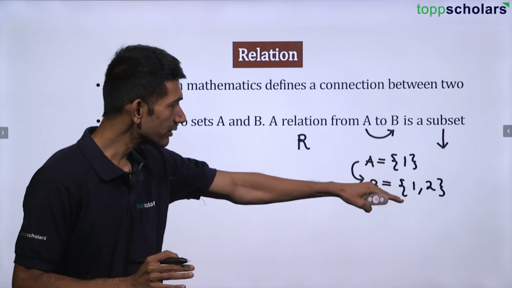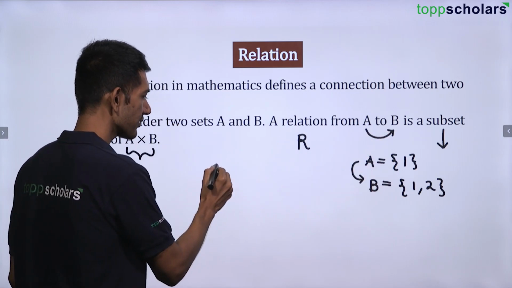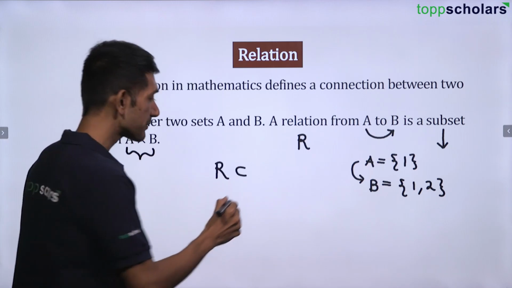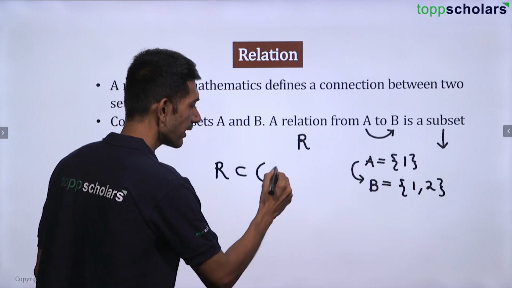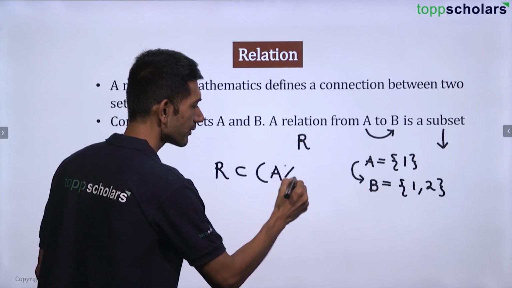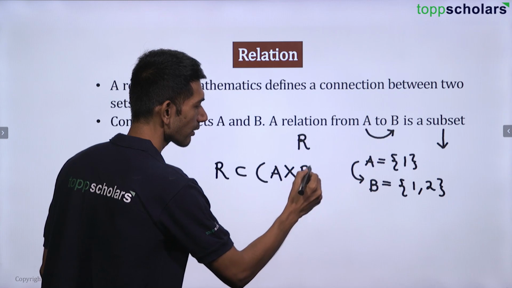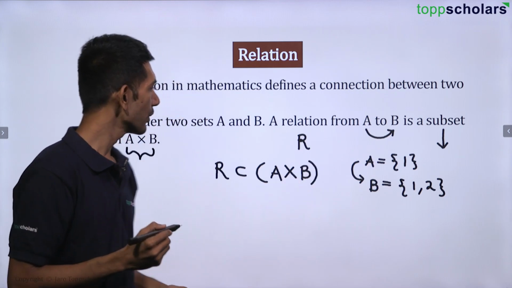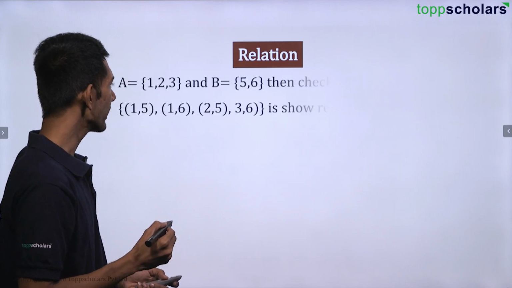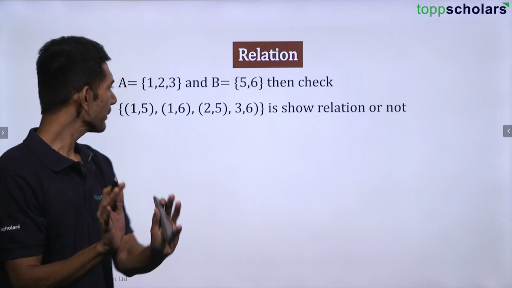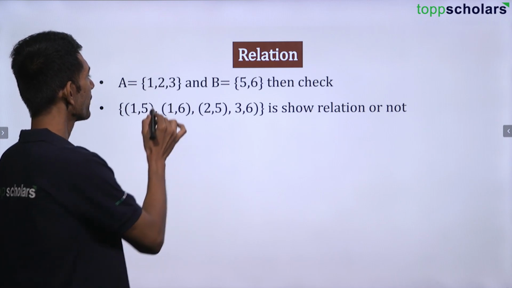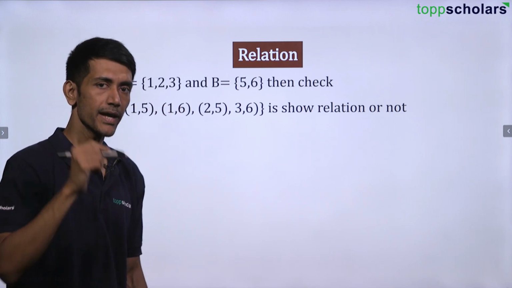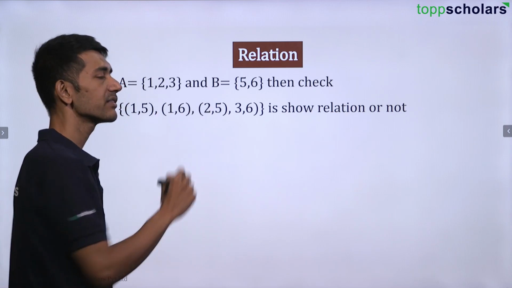So forget about this. R is what? This relation R is a subset of whom? It is a subset of A cross B, that is the Cartesian product of A and B, right? Okay, so have a look here. Let us try to understand. A simple question. Two sets are given. Set A, the elements in the set A are 1, 2, 3. The elements in the set B are 5, 6.